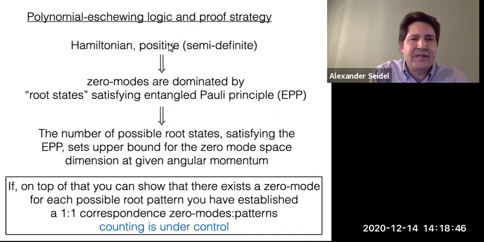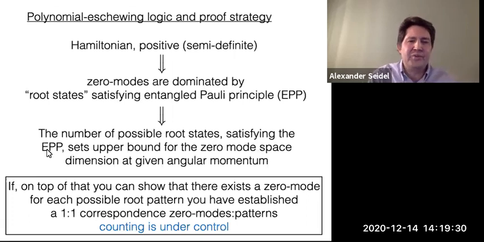So we have a Hamiltonian, it's positive semi-definite, and we can prove that any zero mode is subject to an entangled Pauli principle at root level. This you can actually prove just by writing down the Hamiltonian. Then if you think this through, and I'll be more explicit on my next slide, this actually sets an upper bound to all the zero modes that can exist at any given angular momentum, because there can be at most as many as there are root states that satisfy the entangled Pauli principle.